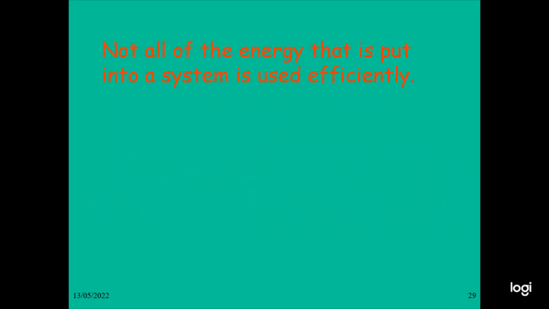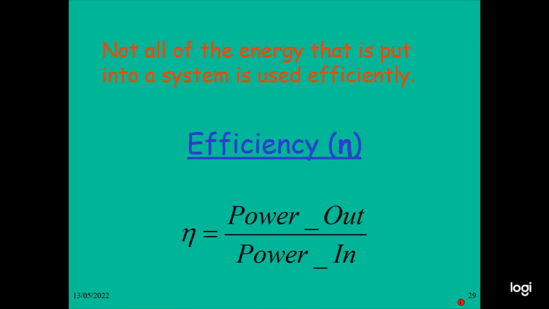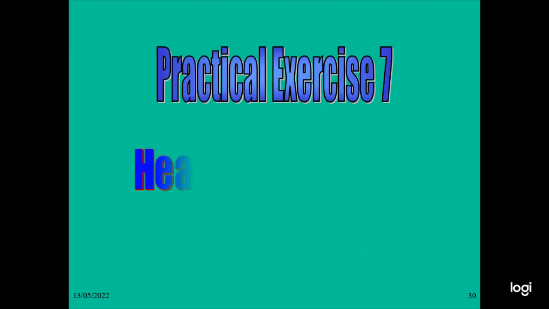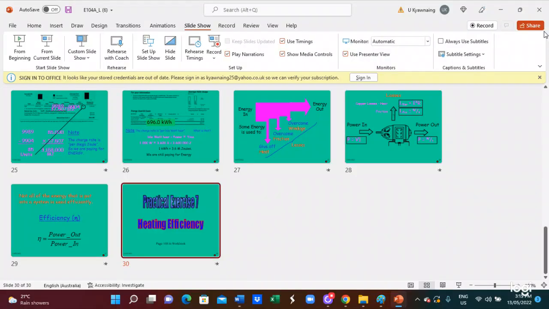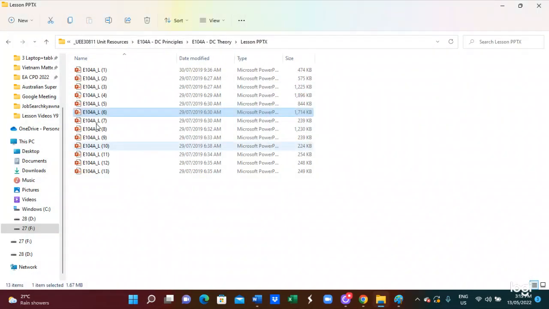Not all energy that is put into a system is used efficiently. So we have to know about the efficiency. Efficiency is power output divided by power input. So in practical exercise 7 you have to do the efficiency calculation. This is number 6, and we also talk about number 7.